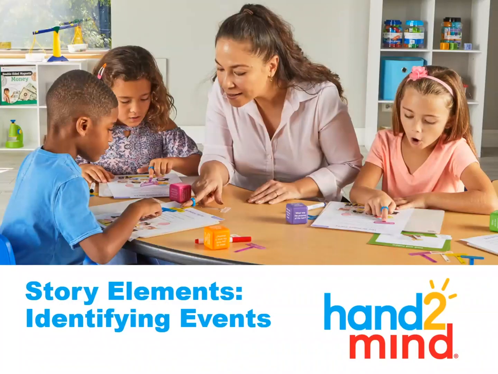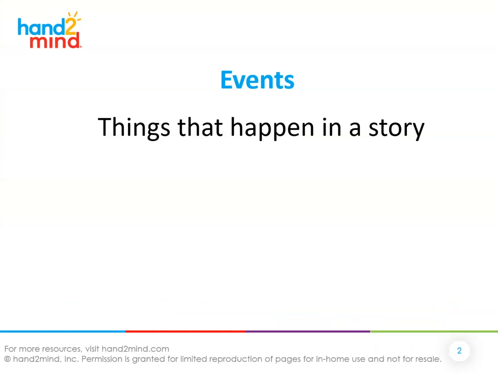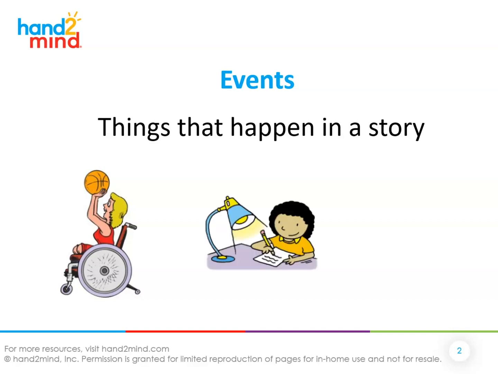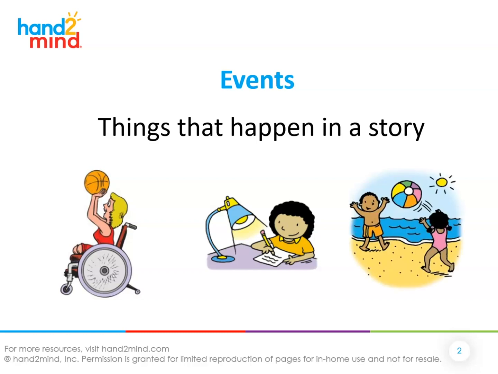Every story has different elements or parts to the story that help the story make sense when you read it from beginning to end. One of those story elements are events. Events are things that happen in a story. Every story has different events that happen during it. You might have a story about someone who forms their own basketball team and wins the championship game. You might have a story where some of the events involve a girl writing a letter to a famous athlete that she likes. Or you might have a story where two kids spend their summer vacation at the beach.